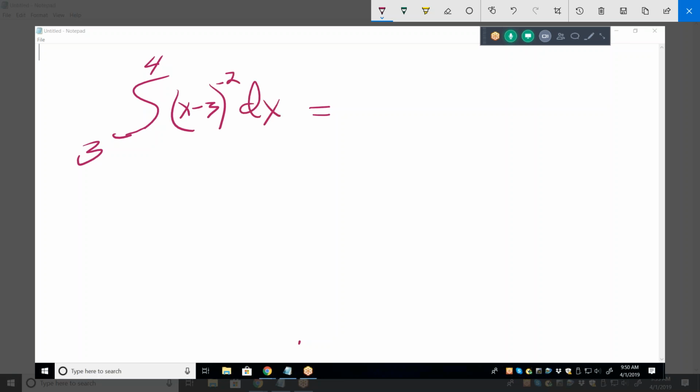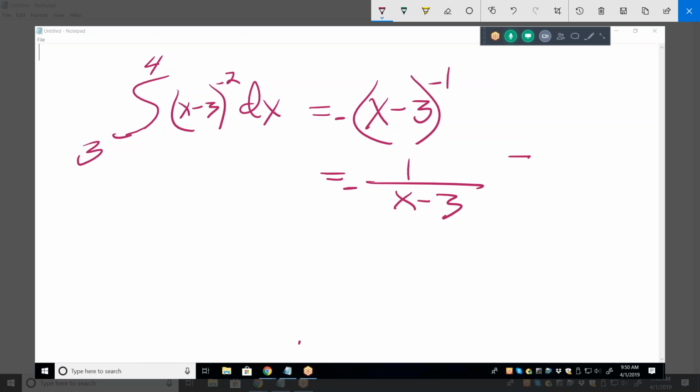Right. Now, can I use the power rule? I think I can. I'm going to add 1 to the exponent, and the derivative of the inside, and then I'm going to multiply or divide by that new exponent. And since the derivative of the inside is 1, I don't have to worry about chain rule applications. So this appears to be negative 1 over x minus 3 that I have to evaluate from 3 to 4.